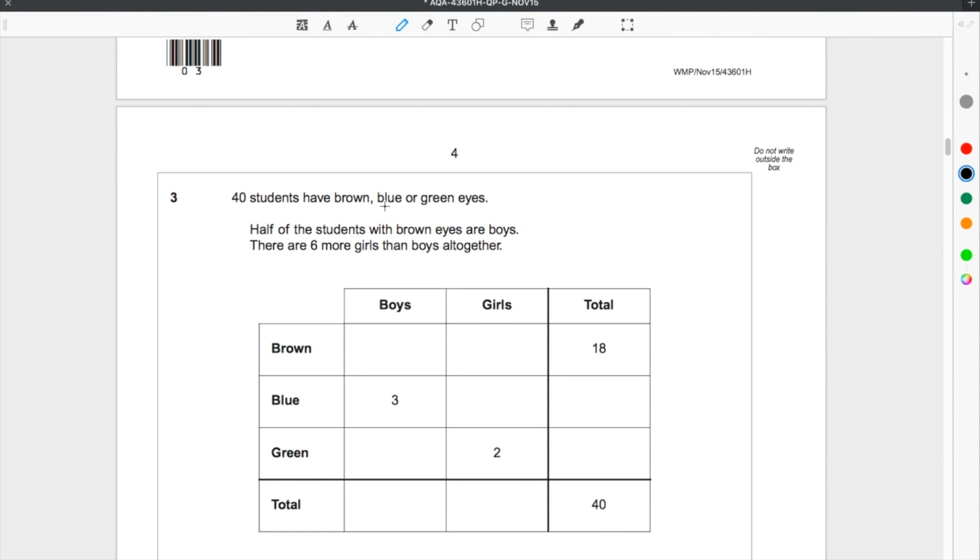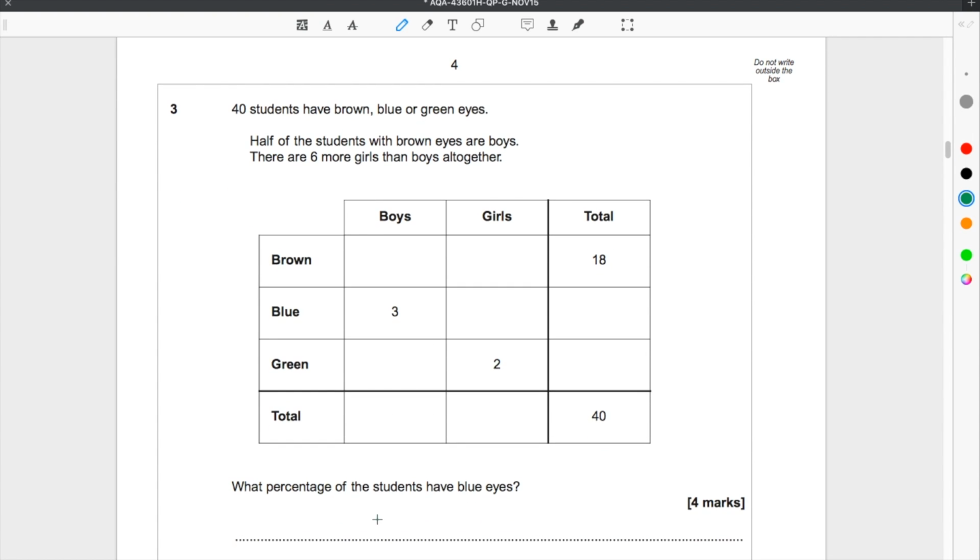40 students have brown, blue or green eyes. Half of the students with brown eyes are boys, and there are 6 more girls than boys altogether. And what percentage of the students have blue eyes is the question. Really what we're doing is filling out this table. So what we need to do is use the information we're told here. There's 6 more girls than there are boys, and there's 40 students in total.